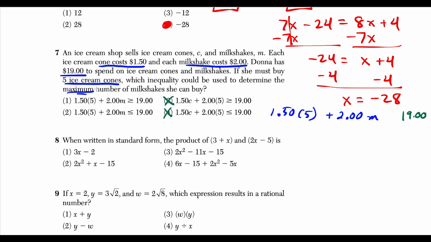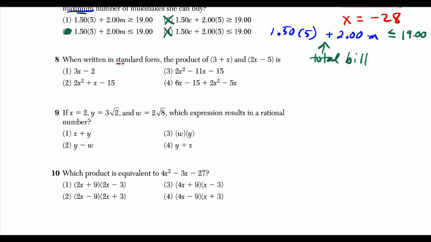But the idea is that to determine the maximum number of milkshakes that she could buy. So if she only has $19 to spend, that means her total bill, think of this as like the total bill or how much she owes, has to be less than or equal to 19. Because if the bill is greater than 19, she's not going to be able to afford to buy the cones and milkshakes. So we're going to go with the less than or equal to, which is going to match with choice 2. So for question 8, we want to find in standard form the product of these two.